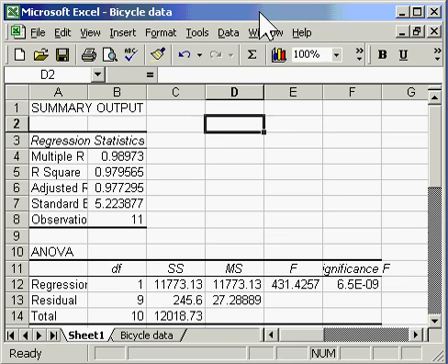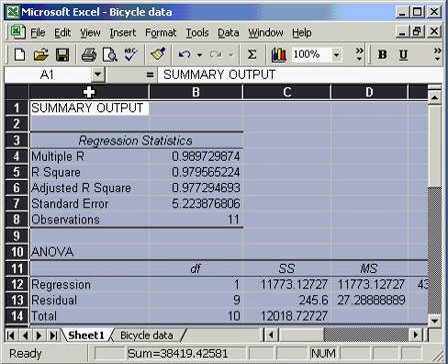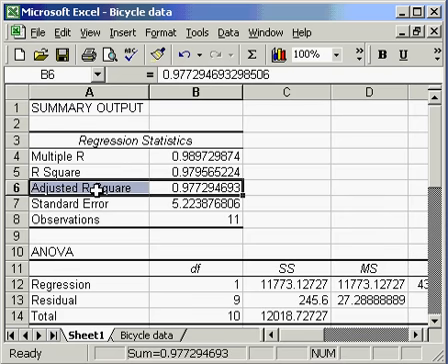Summary output that we get. I'm going to resize the columns in the worksheet by clicking in the grey box to the left of A and then double clicking between A and B. In our output we have an adjusted R squared. I'm just going to embolden that.